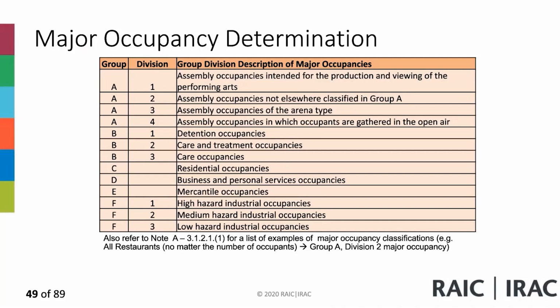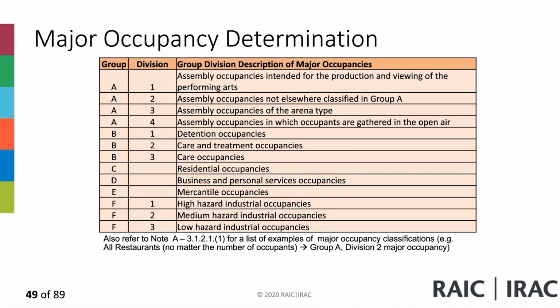A31211. So that's on page 3-208. Perfect. You found it. So can you give me an example of, let's see, Group B, Division 3? Any example will work. Someone? A group home? A group home. Excellent. Group B, Division 2. Care facilities with treatment. Perfect.